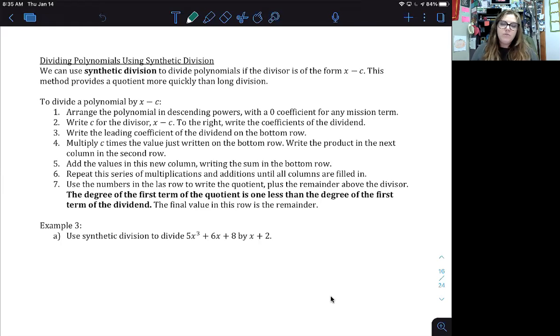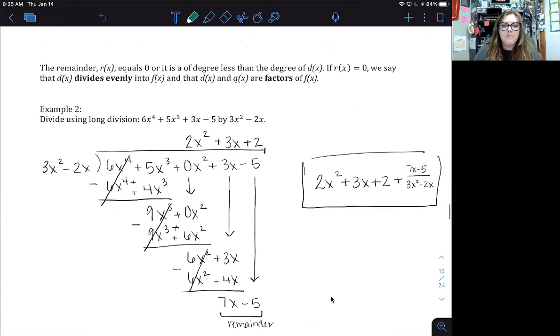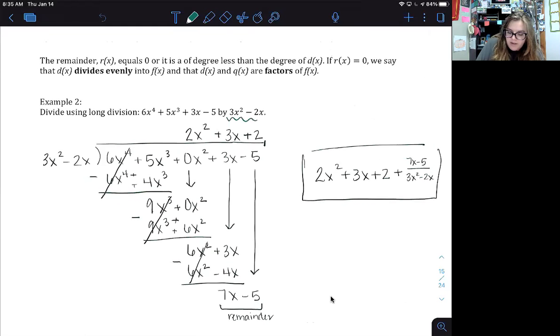Okay, so today we're going to continue looking at dividing polynomials, and we're going to focus more on synthetic division. We can use synthetic division to divide polynomials if the divisor is in the form x minus c. So it has to be a linear expression. I'm going to scroll back real quick and look at this previous example. Here we were dividing by a quadratic, this 3x squared minus 2x. We cannot do synthetic division. You would have to do long division for something like that because it's a quadratic.